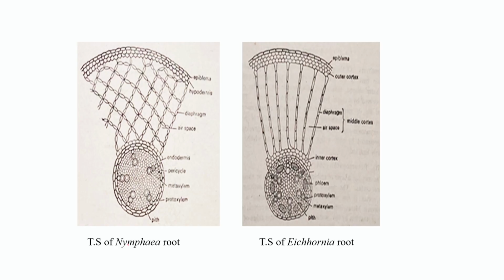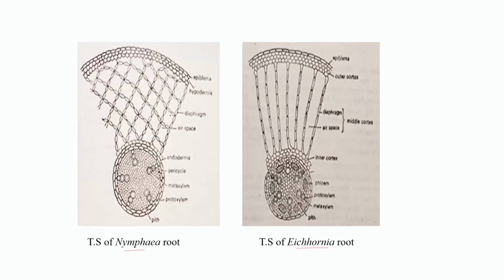Now this is a TS of the root of Nymphaea and Eichhornia, where you can see that an outer hypodermis-like layer is formed by compactly arranged tissues. Then air spaces are there. An endodermis is also there, encircling the stele inside it. Pith is there. Some phloem will also definitely be there. You will see xylem, but it will be very less developed, with very little differentiation between protoxylem and metaxylem.